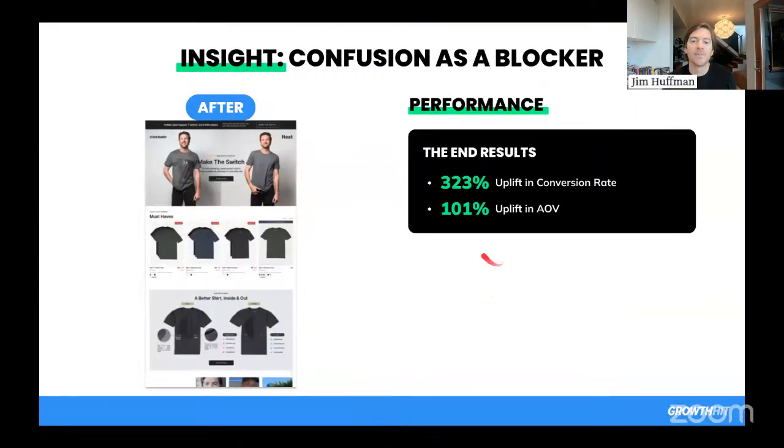This is a little unfair because it was such a low traffic website, starting at a smaller base, so the numbers percentage-wise look quite insane. But it was because it was starting at a really low point. Anyway, hopefully that's a fun one to see. How do we address confusion head on?